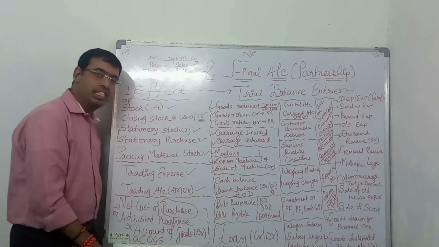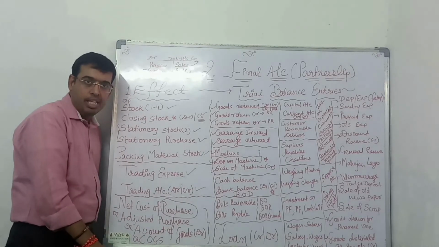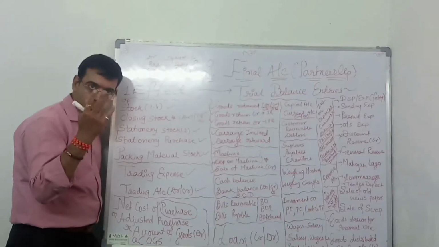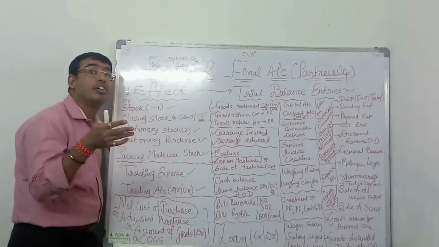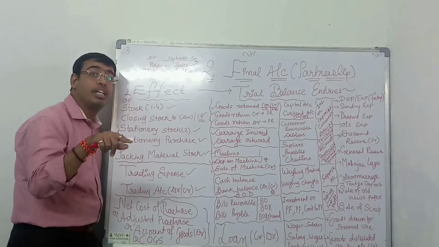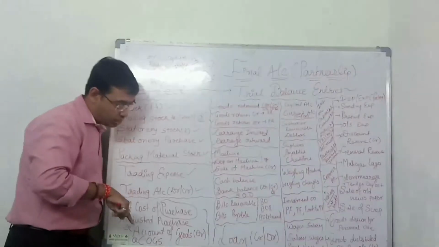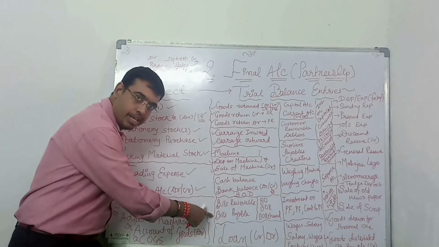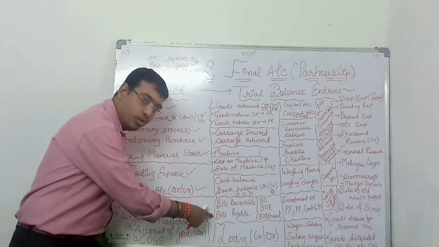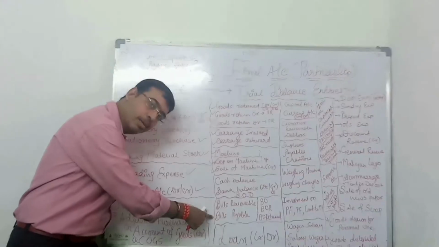Next, receivable, payable. Bills receivable, bills payable. Receivable means you have to receive on a later date, which means you have given on credit. You have given on credit means they are your debtors, and that's why it is written on the asset side. And payable means you need to pay, which means they are your creditors. That's why you have to write it on the liability side.